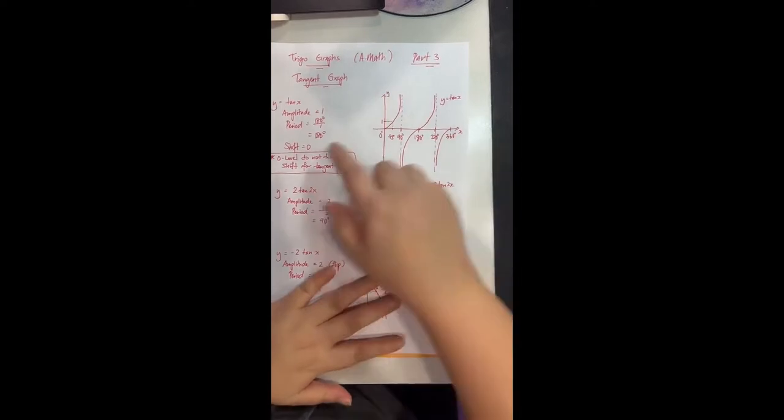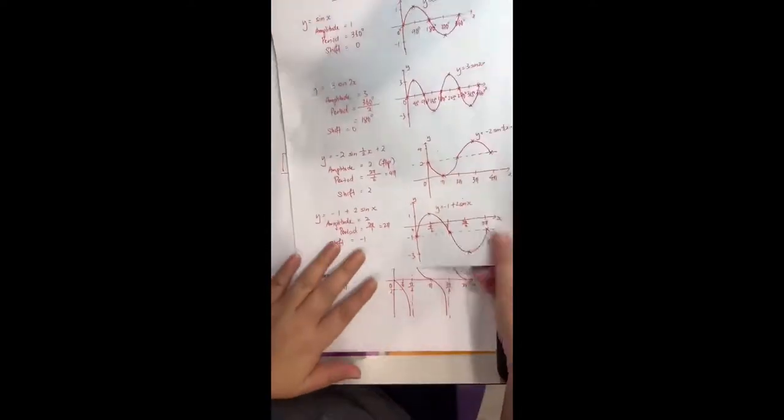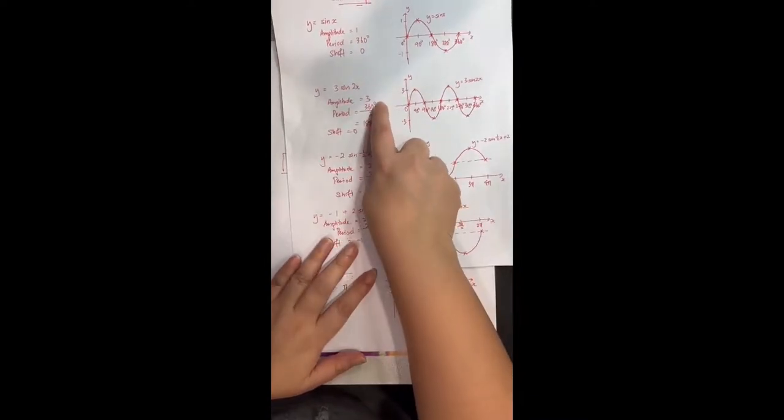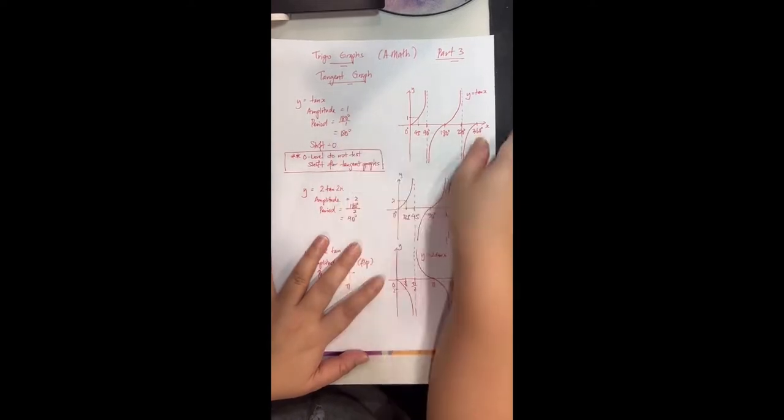So tangent graph period is 180 divided by the number. Remember just now our sine and cosine, we always take 360 divide. So tangent is a little bit special. Tangent is 180 divide.